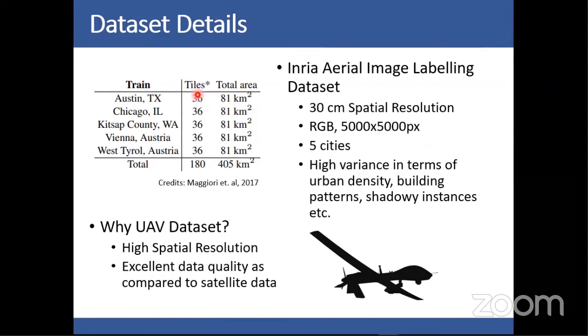It is captured across five cities in the US and Austria. So there is very high variance in terms of the building pattern, building density, shadow and non-shadow areas, etc. And this is an orthorectified imagery. So the UAV dataset, of course, has its own advantages of quality and high spatial resolution over the prominent satellite datasets.